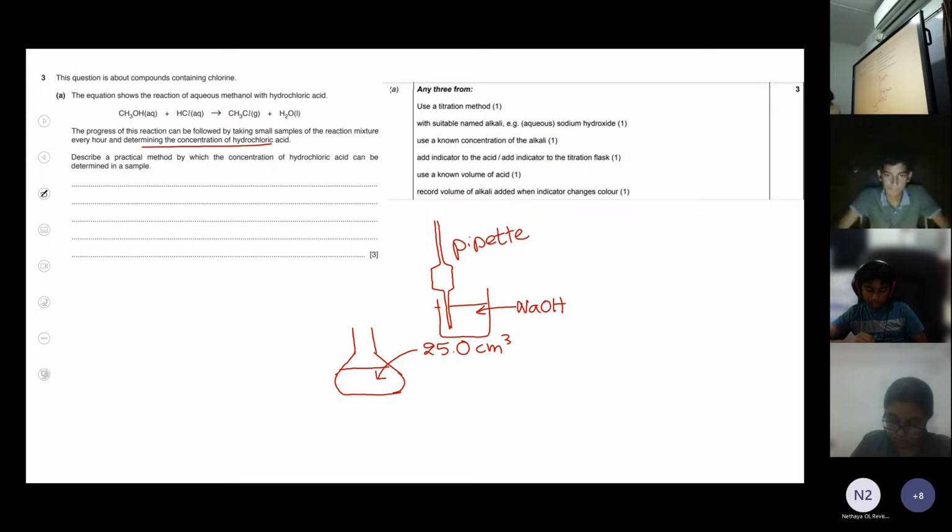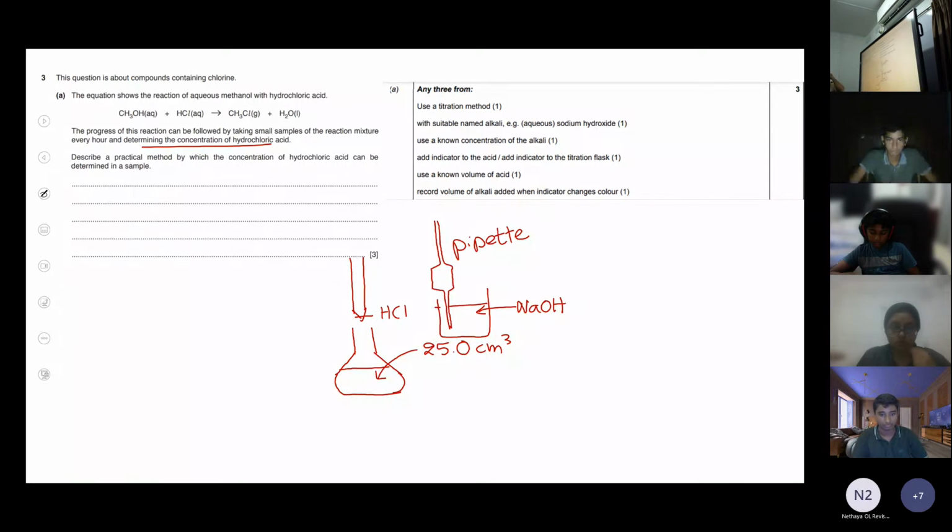And the burette should be filled with HCl. This can be either way: sodium hydroxide in the burette, HCl in the conical titration flask, or the other way around. If you haven't seen how the titration is done, it's very new to you. No wonder. Therefore, we'll be doing it. Okay. So then you can use the titration method.